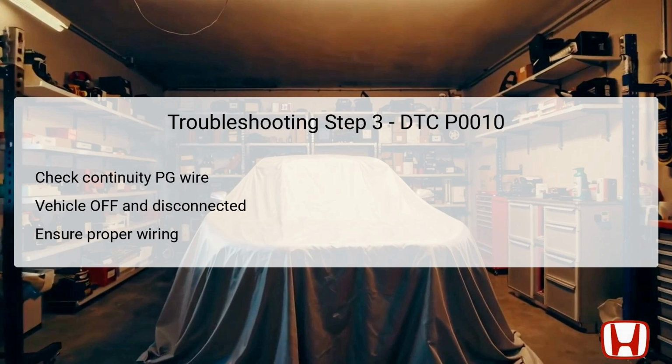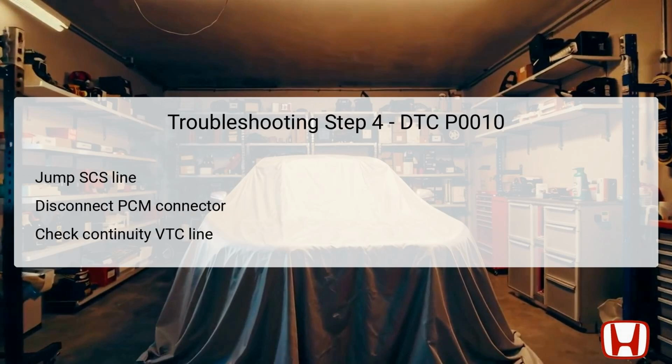A successful continuity check means the PG wire is intact and functioning correctly, allowing for a proper electrical signal to pass through. If continuity is absent, it indicates an open circuit in the PG wire between the VTC solenoid and grounding points, requiring repairs in the wiring to restore operation.